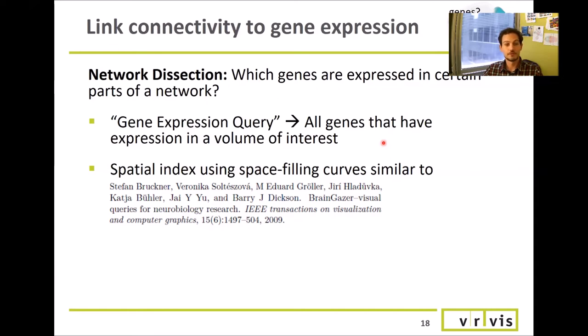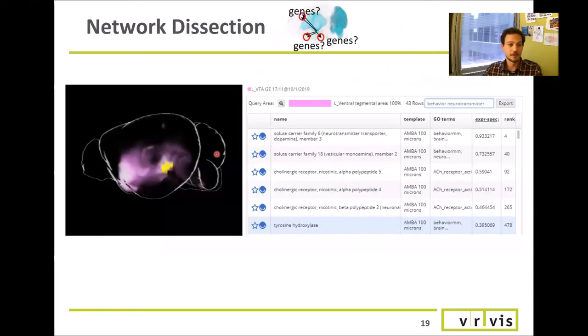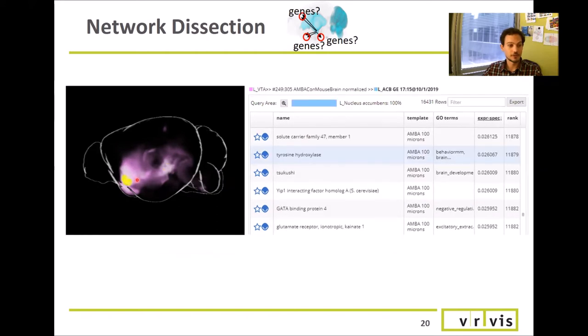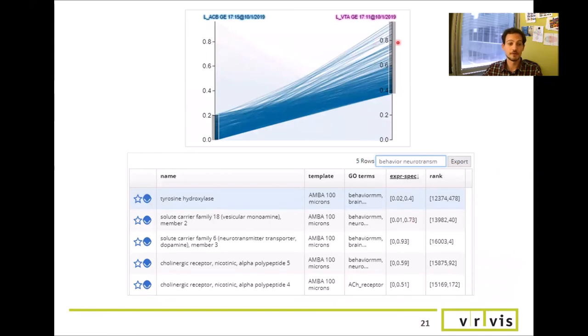Here we perform a so-called gene expression query, which retrieves all genes that have expression in a volume of interest. Here, for example, we have this volume of interest in yellow. We retrieve a list of genes ordered by their expression, so we see which genes are relevant for this area. We also performed an aggregation query, which gives us the outgoing connections. And if we perform a gene expression query again on the strongly connected areas here, we retrieve a second list. By comparing these lists in a parallel coordinate system, we can basically see how genes are relevant for different parts of this network.